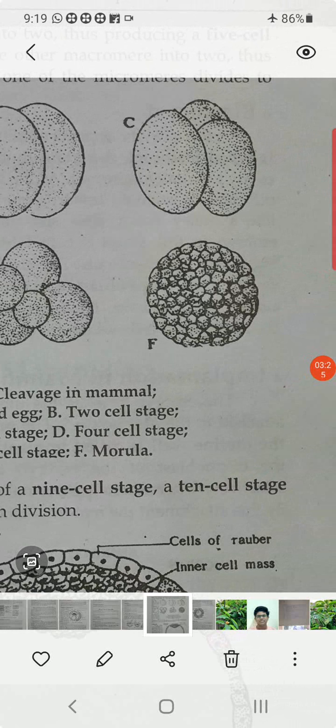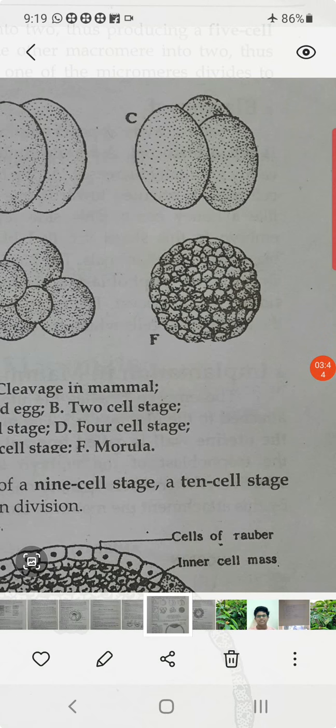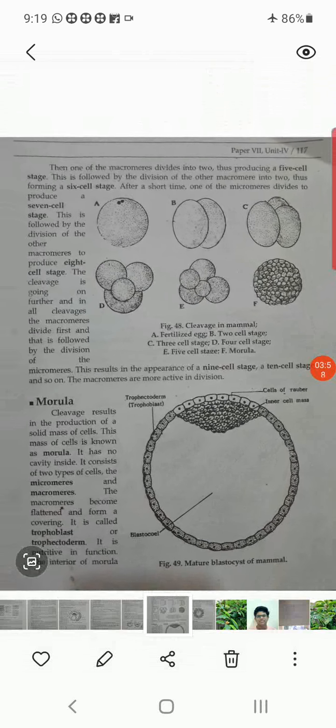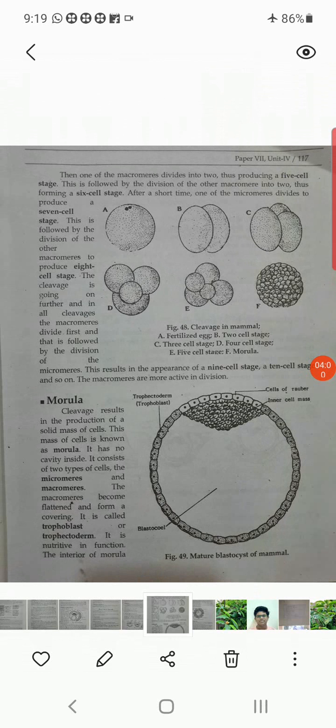And a 7 cell stage, this is followed by division of the other macromeres to produce the 8 cell stage, and the cleavage goes on further. In all cleavages the macromeres divide first, followed by the division of micromeres, meaning first the bigger cell and then the smaller cell. This results in the appearance of a 9 cell stage, a 10 cell stage, and so on, and the macromeres are more active in division. So this is the cleavage. Cleavage is nothing but the division of the cell. And ultimately the division results in the next stage, that is called morula.